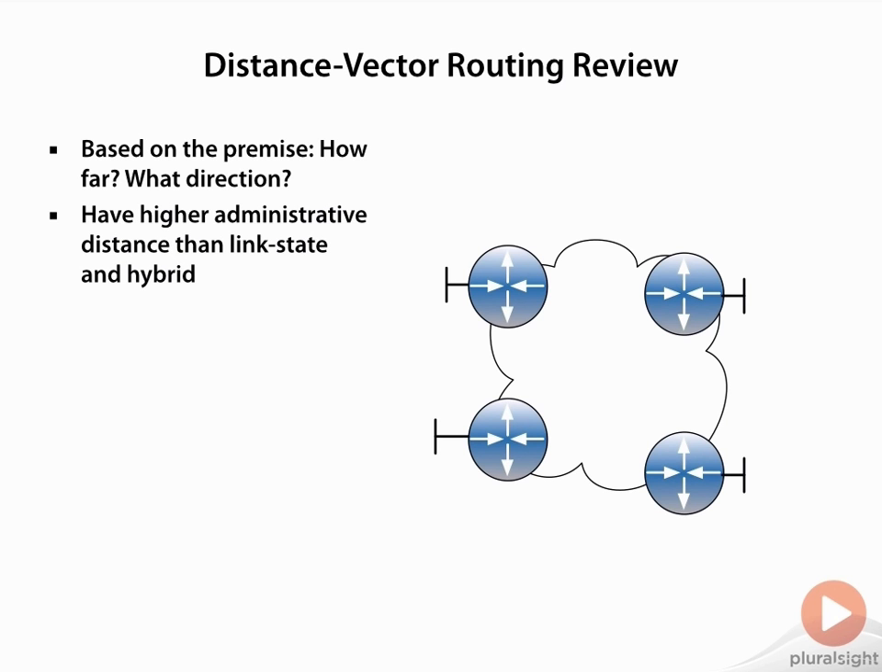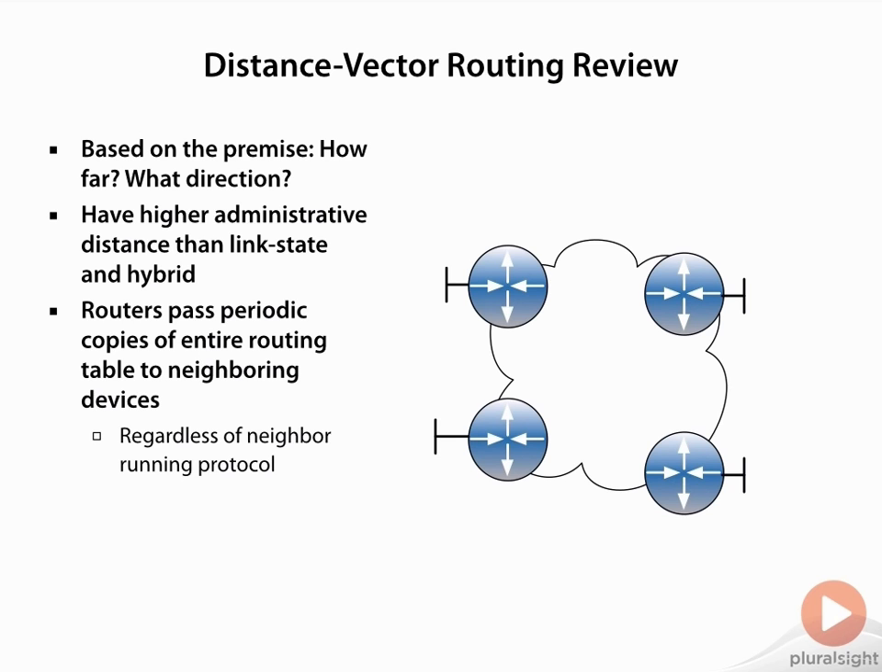Now, typically your distance vector routing protocols are going to have a higher administrative distance than your link state and hybrid routing protocols, and that's because those link state and hybrid routing protocols are considered to be more accurate. So if we had to break a tie between them, we would certainly want the more accurate routing protocol to be the preferred routing protocol.